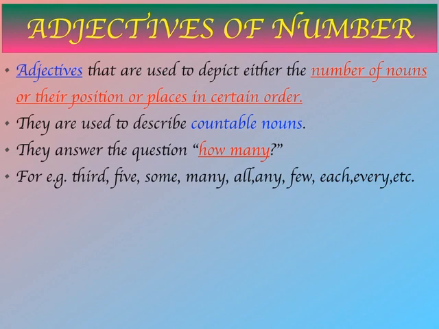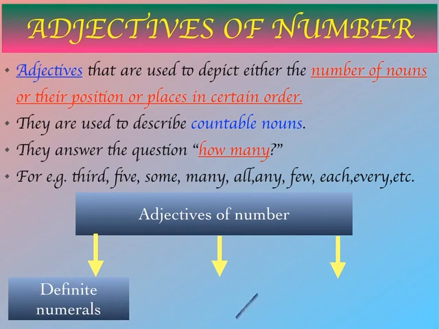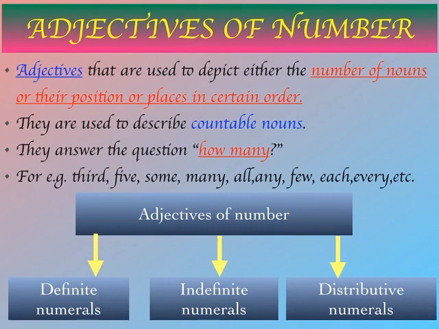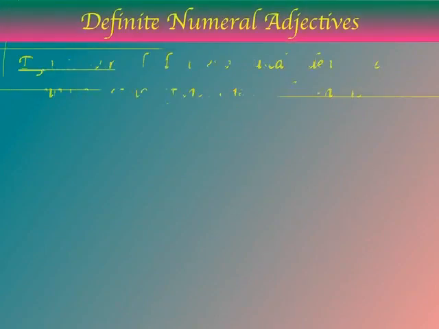Now, adjectives of number are divided into three types. The first one is called definite numerals. The second one is called indefinite numerals. And the third one is called distributive numerals. And students, adjectives of number can also be called numeral adjectives. So let's study each type of adjective of number in detail. First of all, we will see definite numeral adjectives.